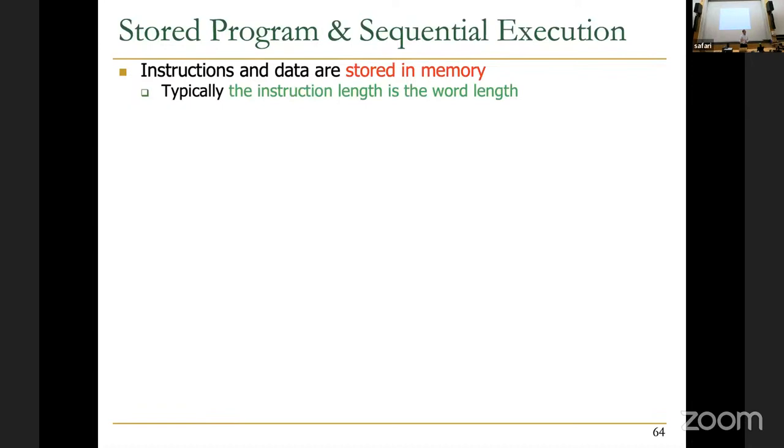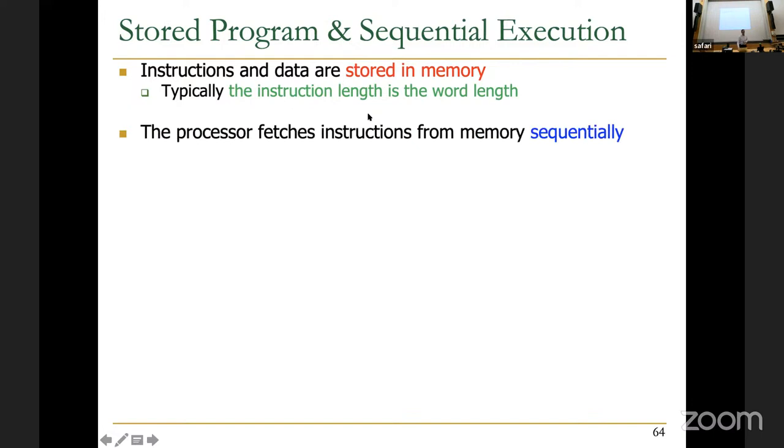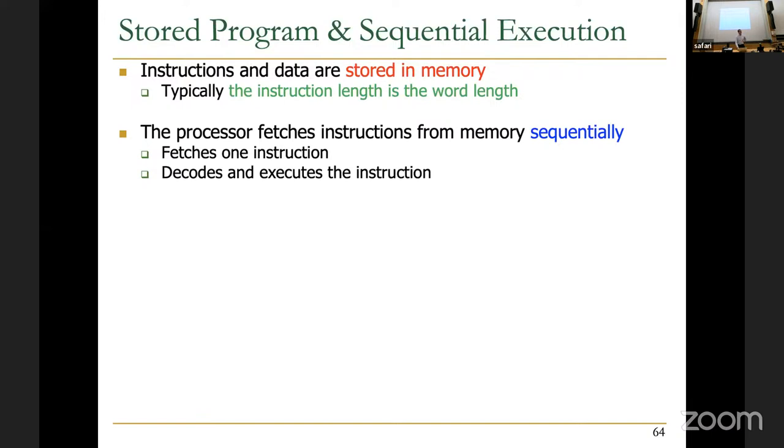So let's talk about these two properties, and then we're going to see how instructions are executed in a von Neumann machine. So instructions and data are stored in memory. Typically the instruction length is the word length, not always, but typically. And the processor fetches instructions from memory sequentially, fetches one instruction, decodes and executes the instruction, continues with the next instruction after that.